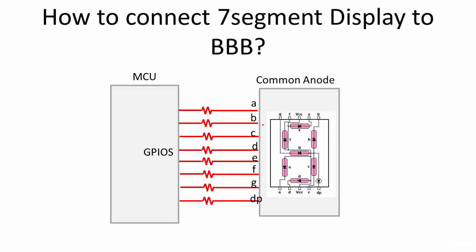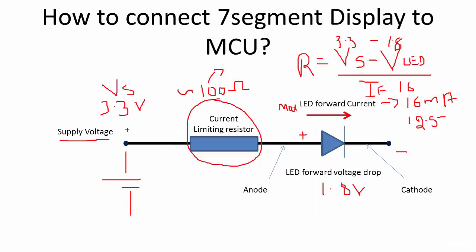And if you have a common anode 7-segment display, then also everything is the same. There is no difference, but here the common pin must be connected to plus VCC, let's say 3.3 volt. And I forgot to tell one thing here.